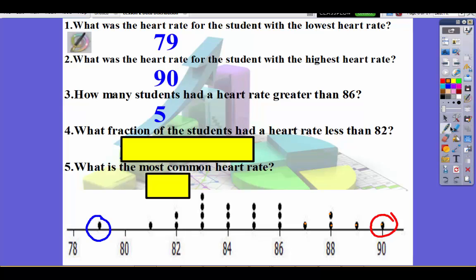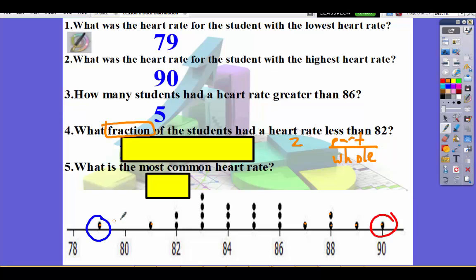Okay, this one's different. What fraction of the students had a heart rate less than 82? Well, there's 1, 2, but it's asking for what? A fraction. So this is my part, and now I need to make it over a whole.